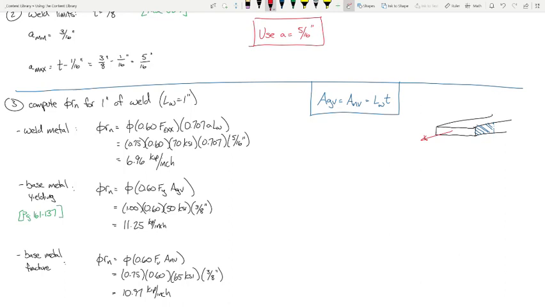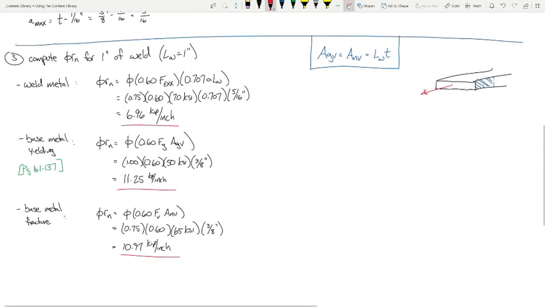So we have three limit states here, here, and here. Which one are we going to use if we're in design of connection land? The minimum, exactly. So this is the one that's going to govern. And so PRN, we're going to take as 6.96 kips per inch. Okay?